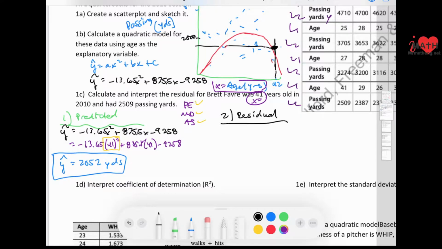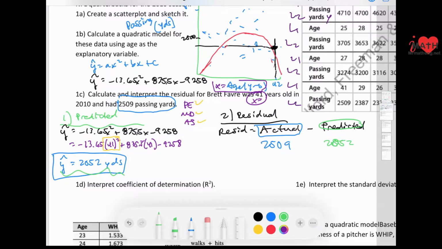Remember, this is regular stats, but we wish we went to AP stats. Actual minus the predicted. So the actual was that he passed 2,500 yards, and the predicted over here was 2,052. And it's okay if it gets a negative score. Basically, he got 457.